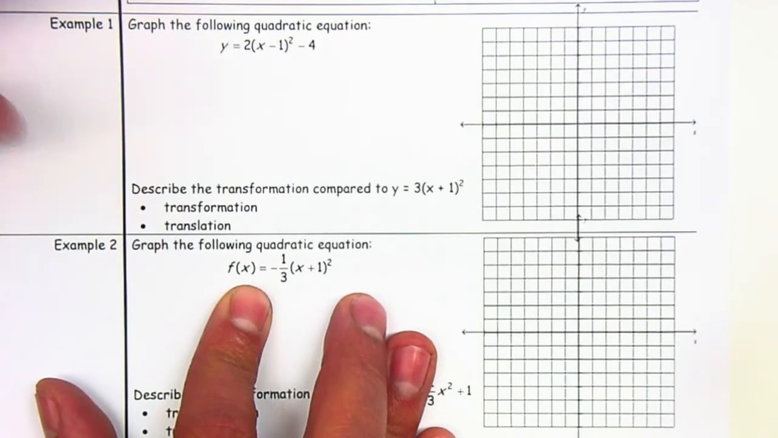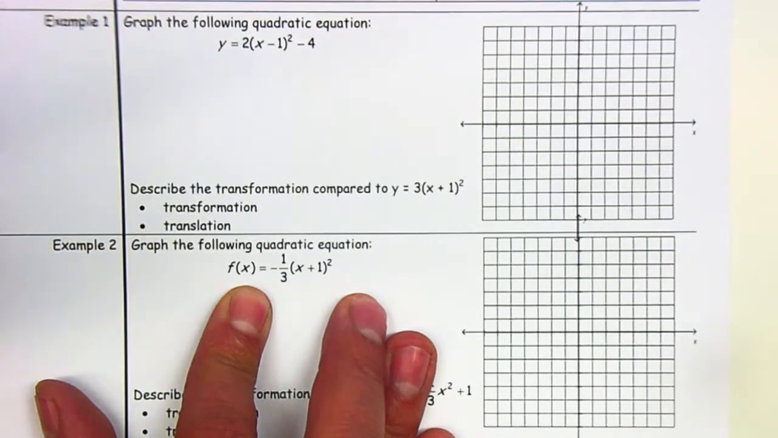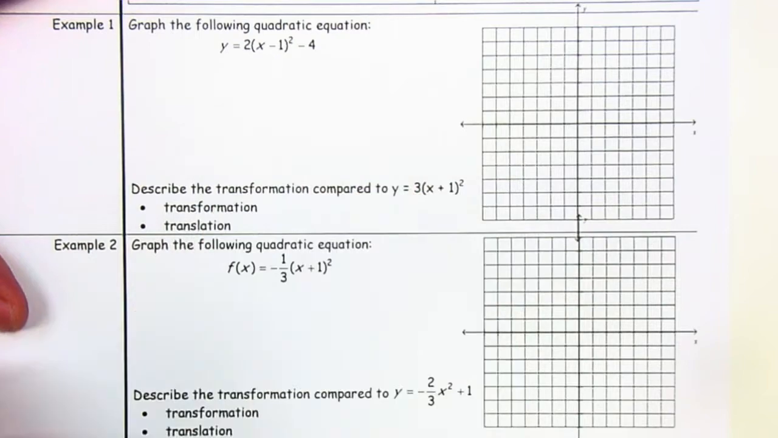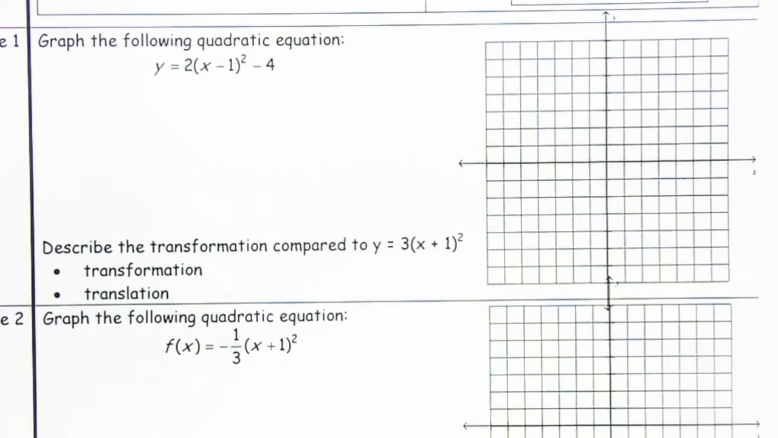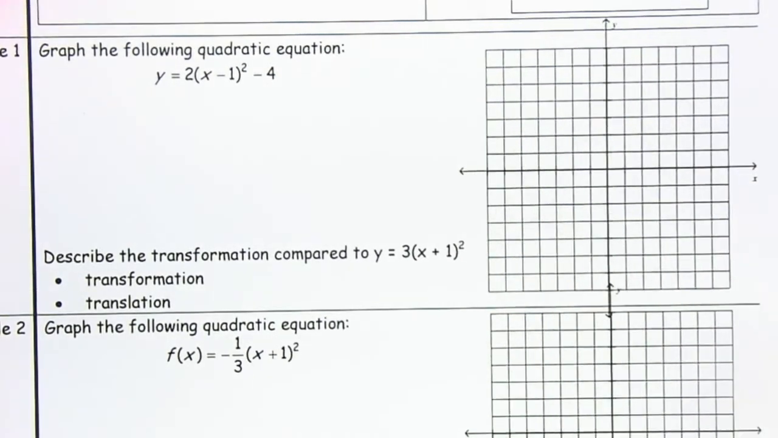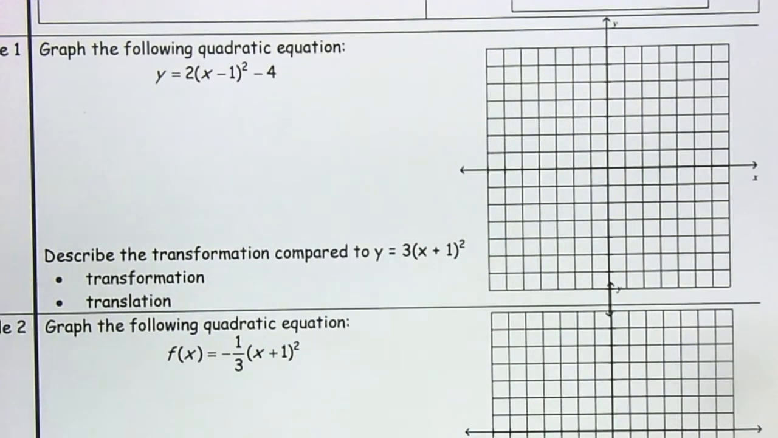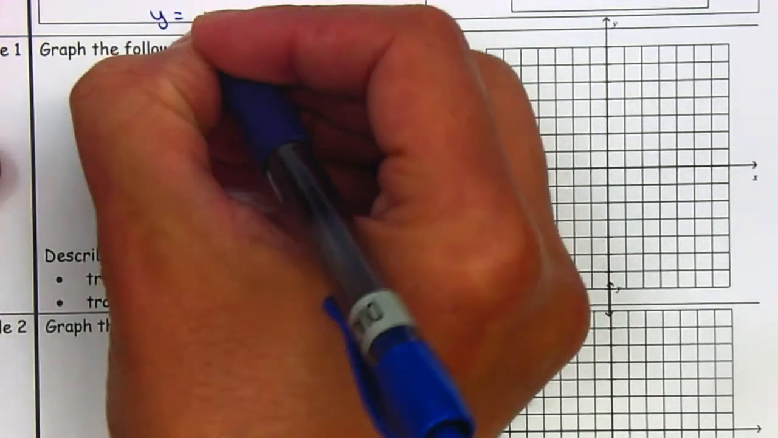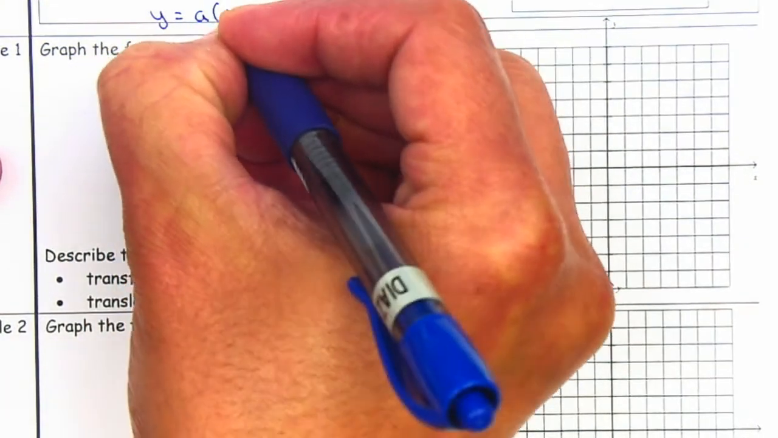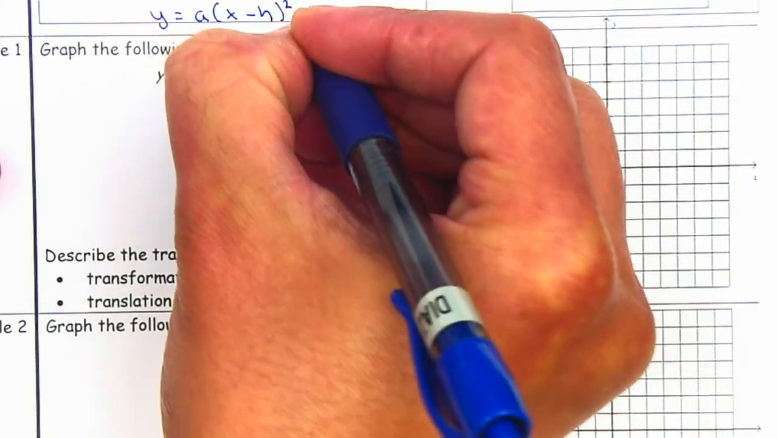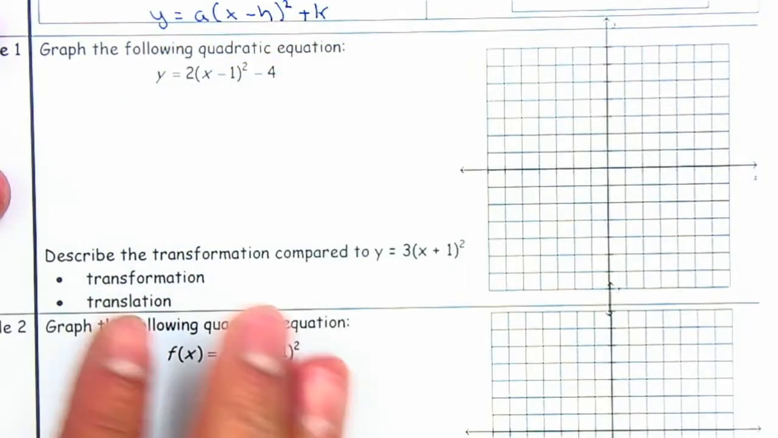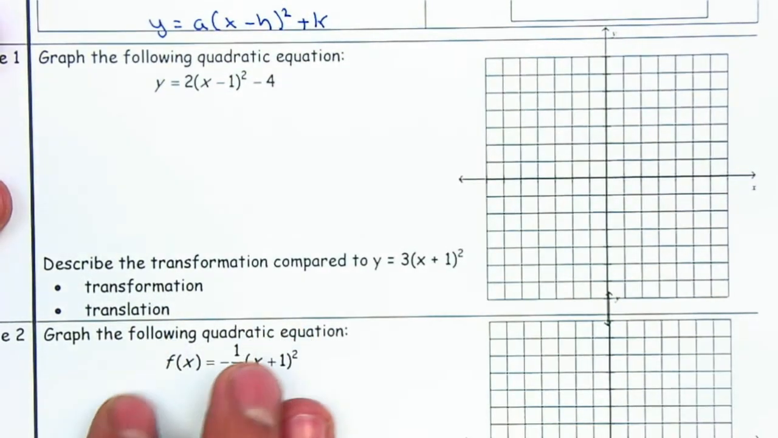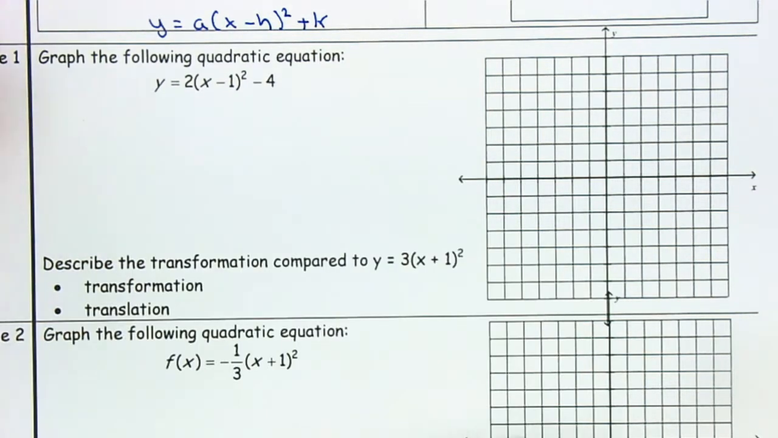On example number 1, we have a quadratic equation because we have an x squared, and it's in vertex form. I'll write down the equation right above it so we can find the h and the k. So remember, the vertex form is y is equal to a times x minus h squared plus k. Very similar to the absolute value functions. So the first thing that we need to do is find our vertex.